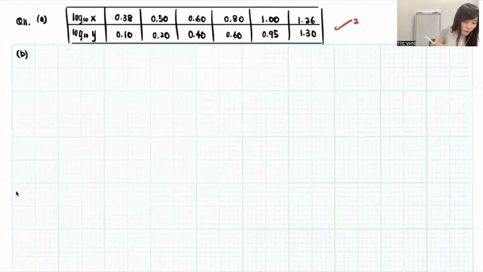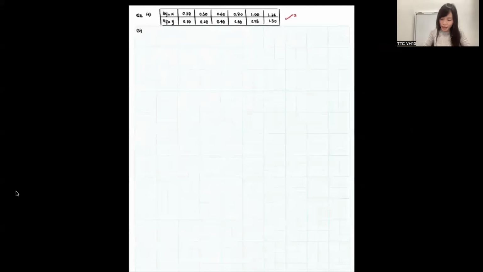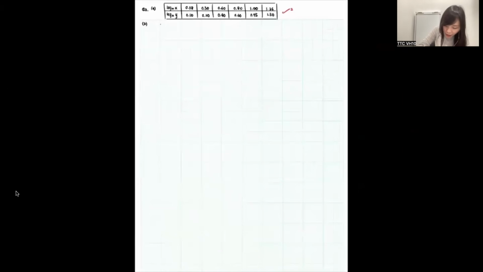B. B, they say what? Plot log 10y against log 10x using a scale 2 cm to 0.2 unit on both axes. Hence, draw the line of best fit. So my dear, they already say draw the y-axis, draw the x-axis. Okay, let me draw the y-axis for you guys first.